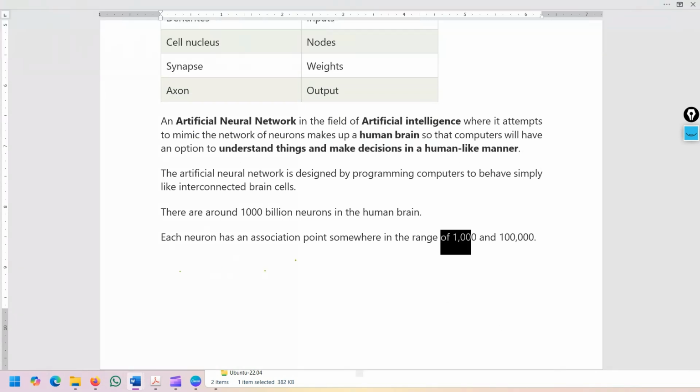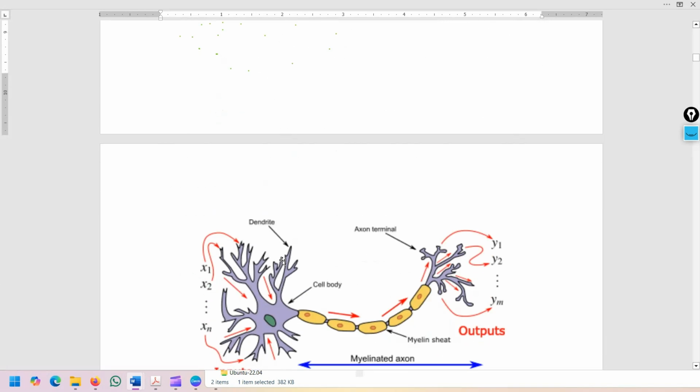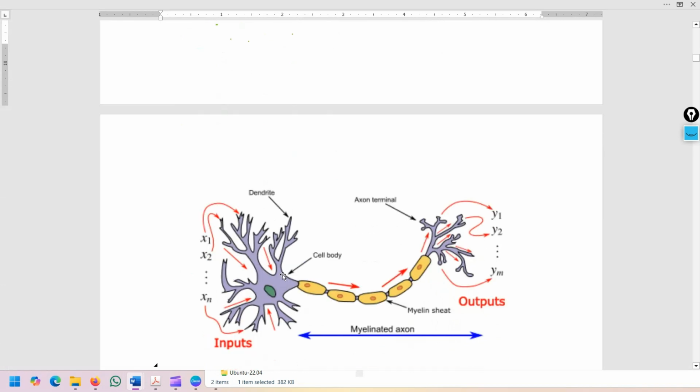Like here, one point, here one point. Each point has many inputs and outputs. All the points are connected, and this is considered the neuron value for that neuron. Here is how the axon value compares in the ANN model with the basic neuron. The inputs correspond to the dendrites, and the cell body corresponds to the node value.